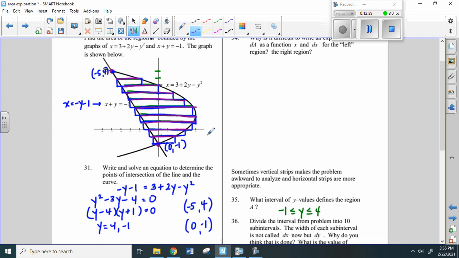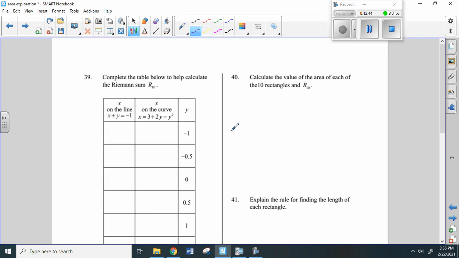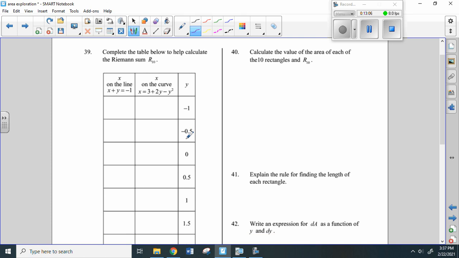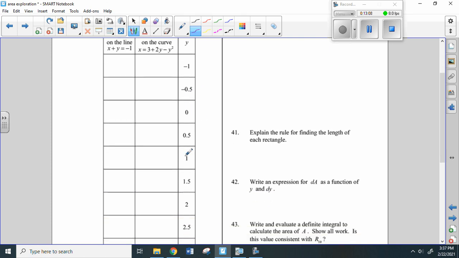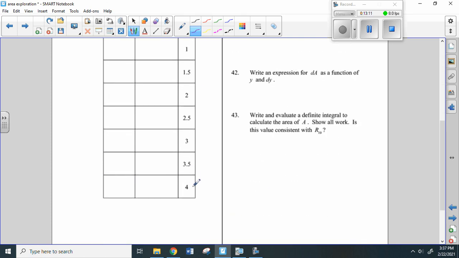All right, and so the next piece here is just a really big table that has you actually completing, finding the X values on the line and the curve, so each piece of the graph, based on the Y value. So we're starting at the bottom Y value and we're working our way up by increments of a half, all the way to 4. I know it looks like we're going down, but you know what I'm talking about.